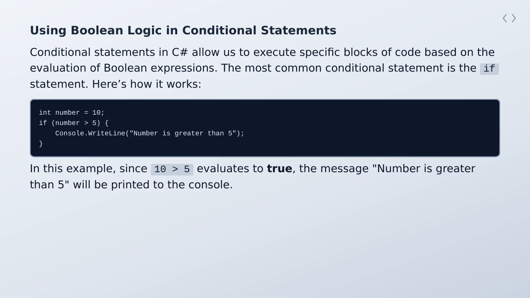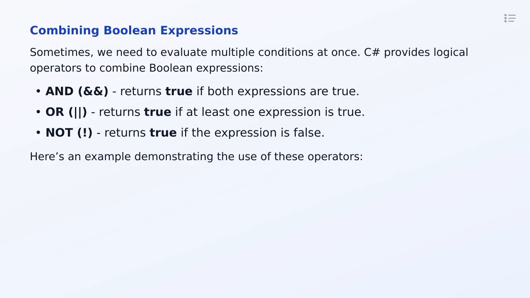In this example, since 10 greater than 5 evaluates to true, the message "number is greater than 5" will be printed to the console. Combining Boolean expressions, let's dig in. Sometimes we need to evaluate multiple conditions at once. C# provides logical operators to combine Boolean expressions.